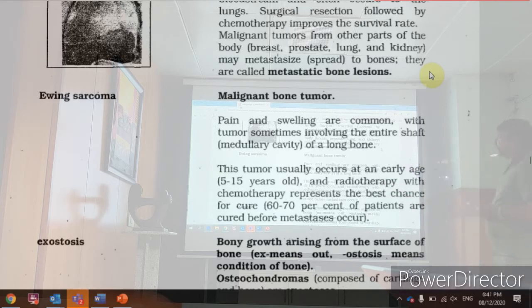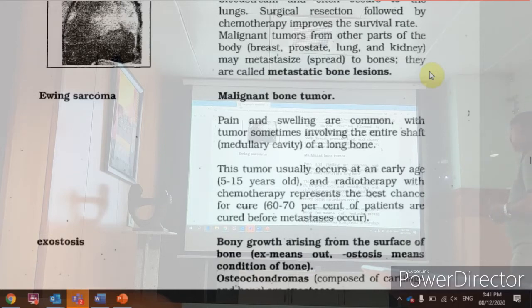Pain and swelling will occur in this. The entire medullary cavity of the long bone is affected. It usually affects children, rather than adults. Radiotherapy and chemotherapy are the best chance for a cure. 60 to 70% are cured before metastasis occurs. If metastasis occurs, obviously there are complications.